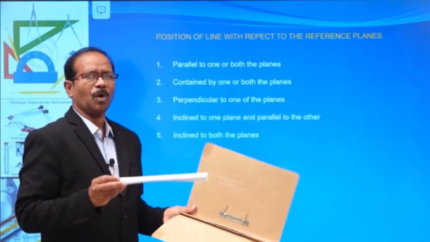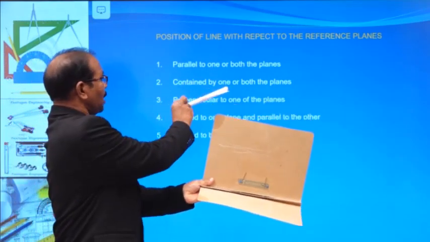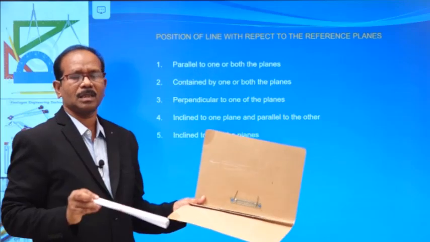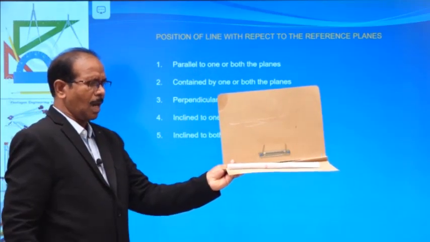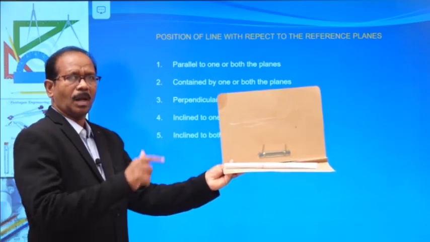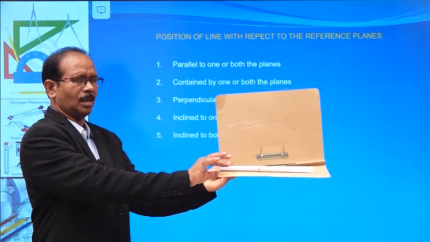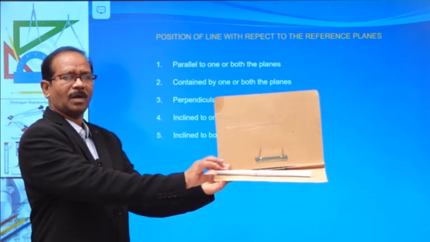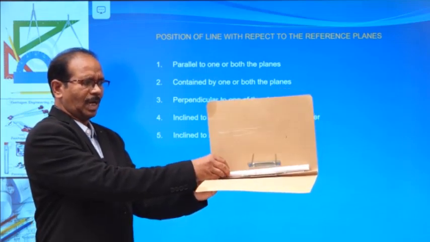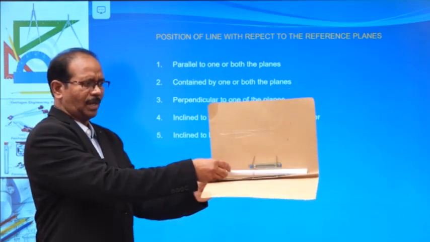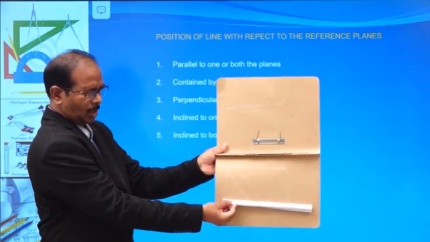Now, one more way. Line contained by one plane or both the planes. Let us observe, line on horizontal plane, in front of vertical plane. This is the front view on the XY line. The line itself is the top view while opening. This is the top view.